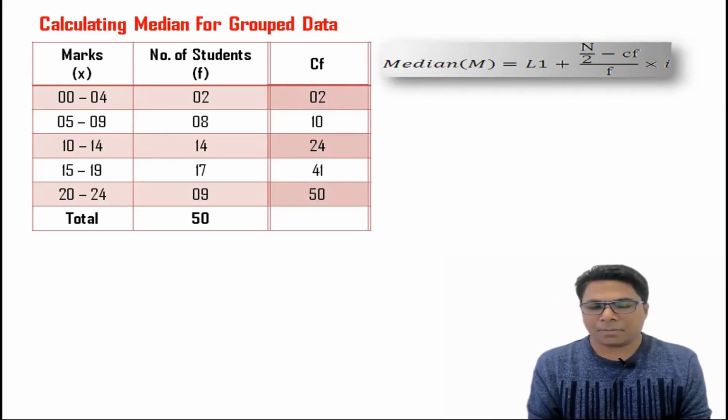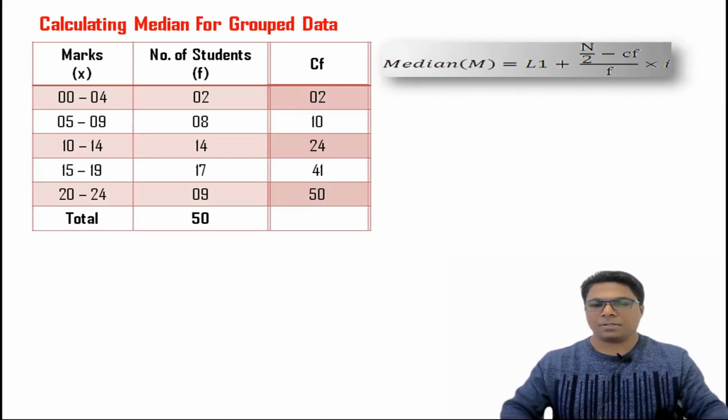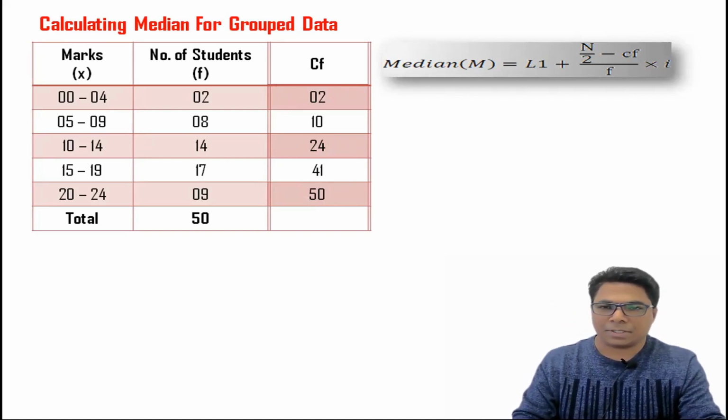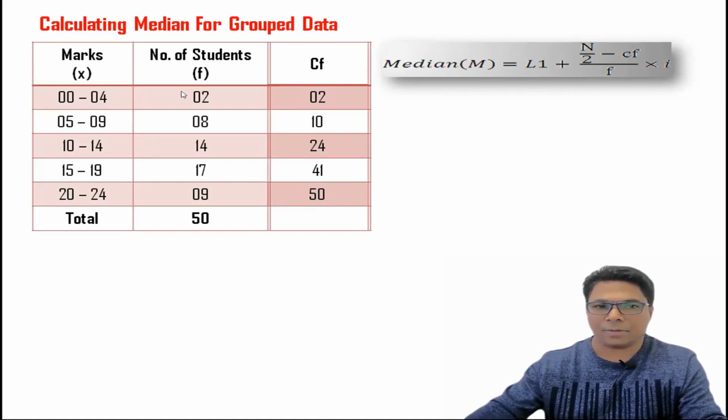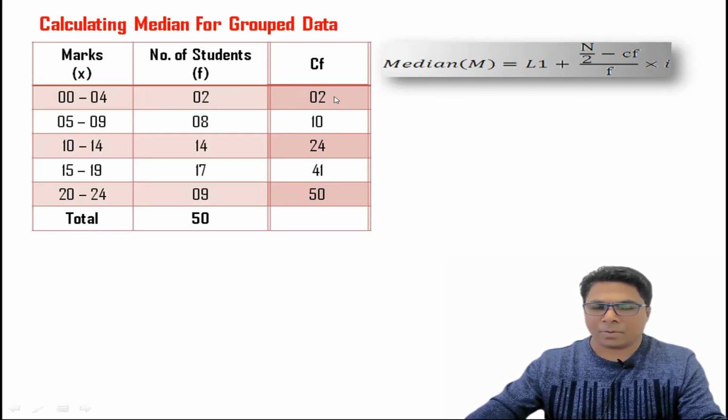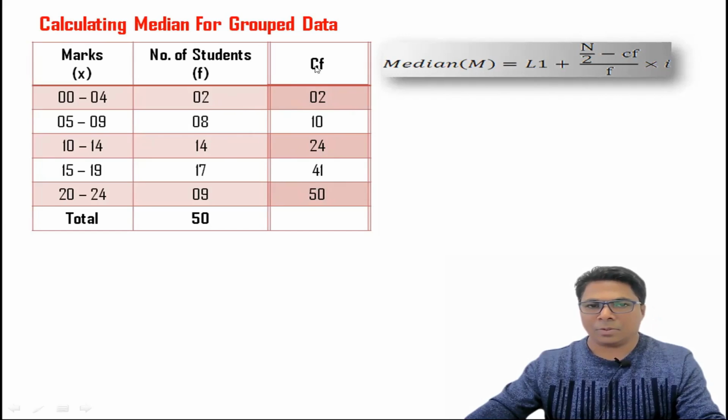So what is CF? CF is also a frequency, but it is a cumulative frequency. That means you are going to accumulate all the frequencies. Frequency number 1 is 2, so 2 is written as it is. Now we accumulate the next frequency, which is 8. 2 is already there, add 2 plus 8, that makes 10. Then 10 is already there, add 14, that makes 24. Likewise, we continue. The last CF should be equal to the number of students. So now we got our CF.